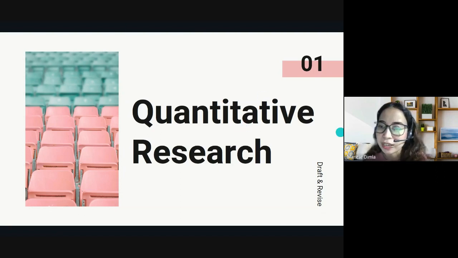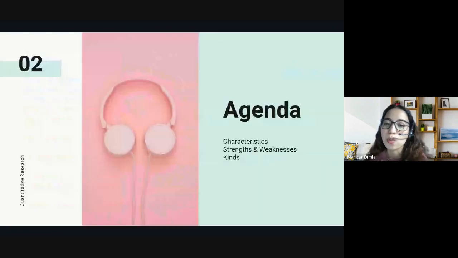So like what I've said, since you are in grade 12, you are now dealing with a quantitative study. Unlike when you were in grade 11, you were more focused on a qualitative study. So for today's agenda, we will discuss the following: characteristics, strengths, and weaknesses, plus the kinds of quantitative research. Okay, let's do this.